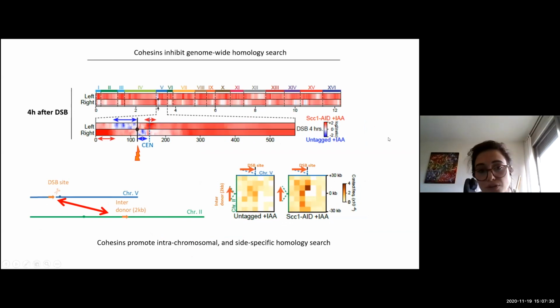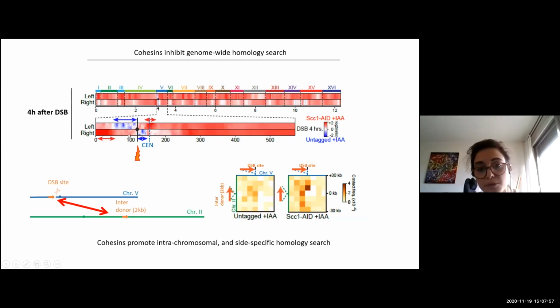To answer this question, we looked at the distribution of contacts made in absence of cohesin and in presence of cohesin 4 hours after double-strand break. As you can see, we observe a huge increase in the red signal, suggesting that the double-strand break ends are contacting inter-chromosomal sequences more in absence of cohesin. And also in cis, we observe a huge increase in the red signal, suggesting that there is also an increase of contact, but at longer range distances.